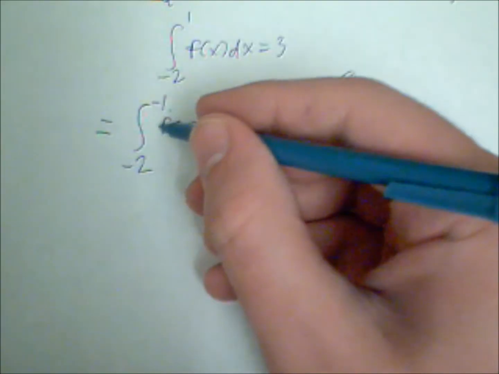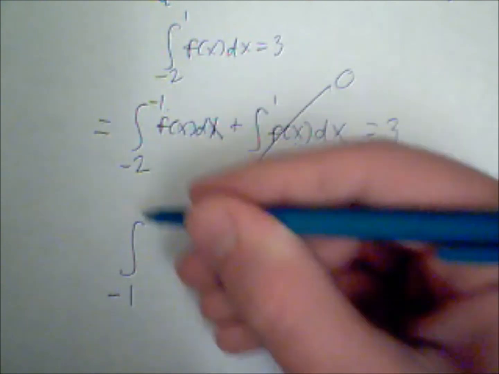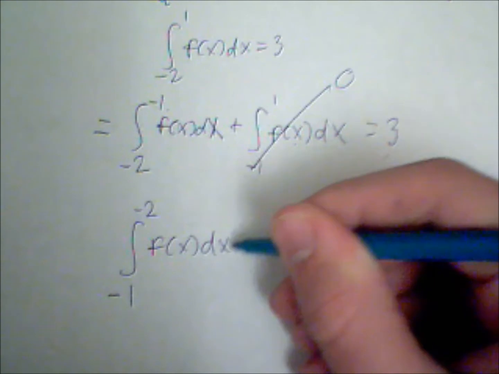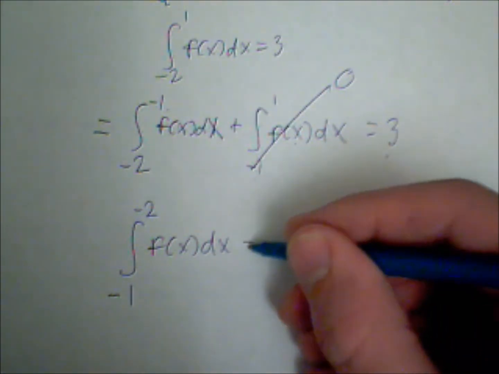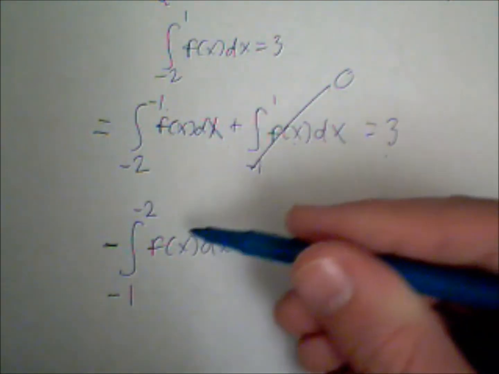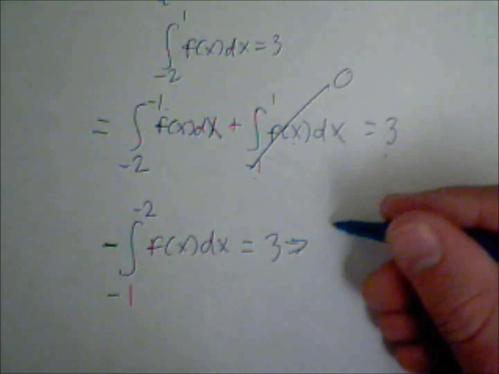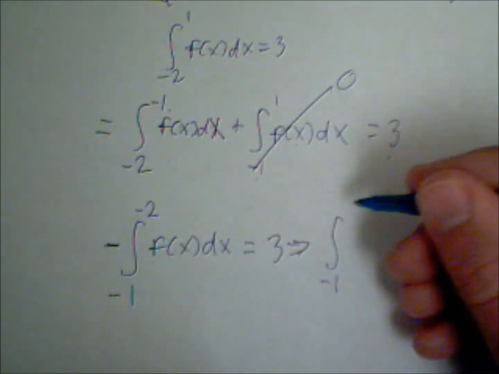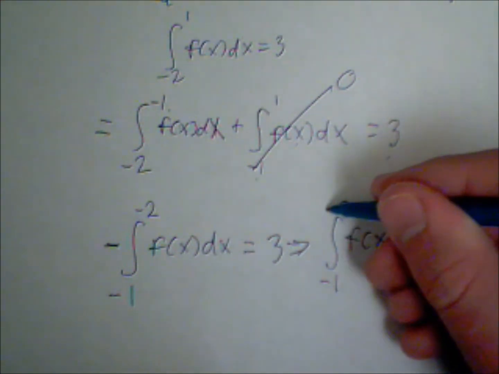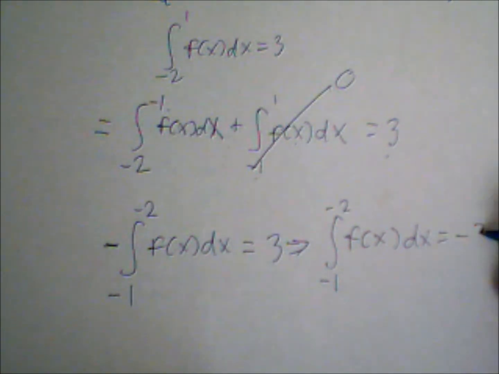So this means if I take this and I flip it over, it's going to be -1 on the bottom, -2 on top, f of x dx, so the negative of this is now equal to 3. So I flip it over and I get a negative. Well, that just tells me that I can move my negative to the other side, multiply or divide by -1, however you like. The integral from -1 to -2 of f of x dx is in fact equal to -3.